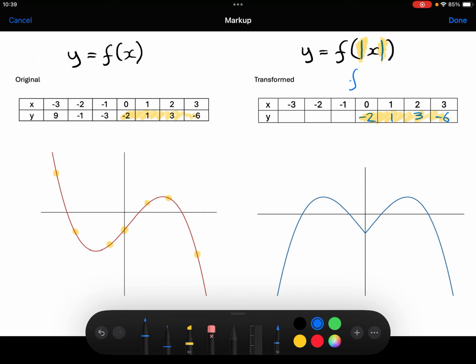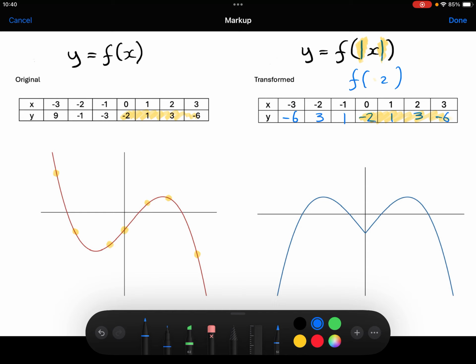So if I substituted minus 1 in, the modulus of minus 1 is plus 1. So that's the same as me substituting plus 1 into the function, which is the same as what I had over here. So I'm going to get 1 back. Similarly, if I substituted minus 2 into my function, the modulus of minus 2 is plus 2. So that's going to give me the same result as when I substituted plus 2 into the function. So I'm going to get 3 back. And then the same thing for the minus 3 on the end here. I'm going to get the same thing as when I substituted plus 3. So I'm going to get minus 6 out.